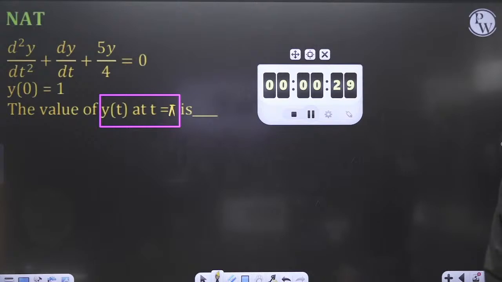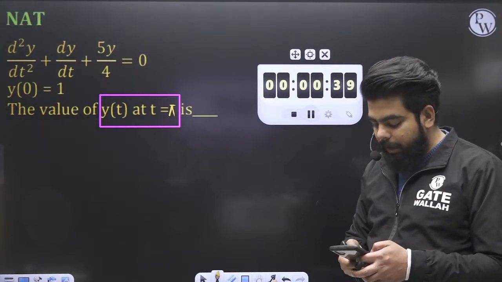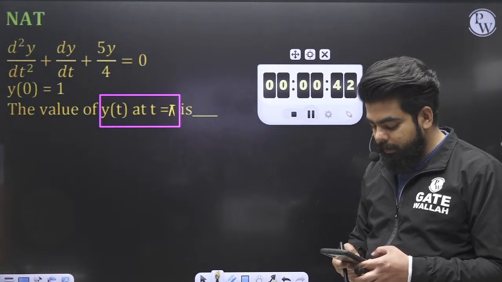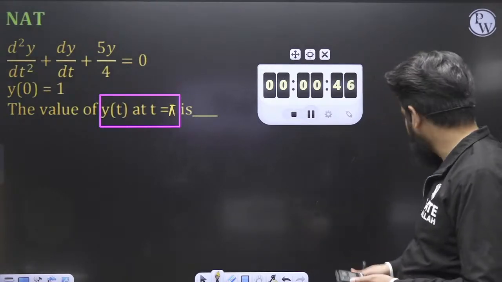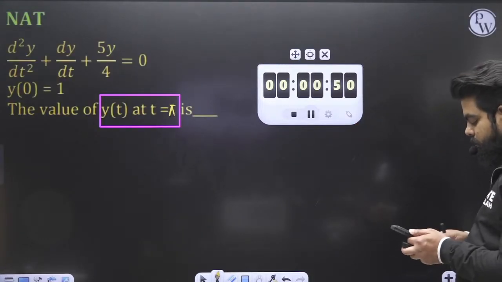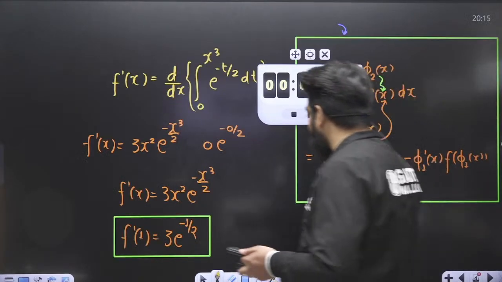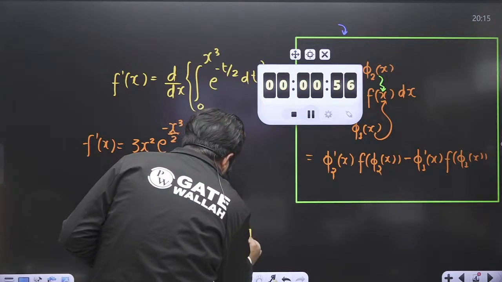Two minutes time. For the last question, I'll also give you the exact numerical value, because in the GATE exam you have to write the numerical value. Minus 1 by 2 into 3. So this comes out to be 1.819.